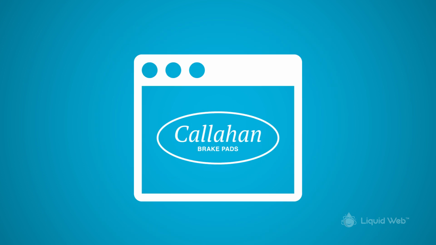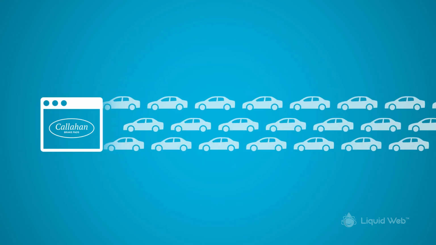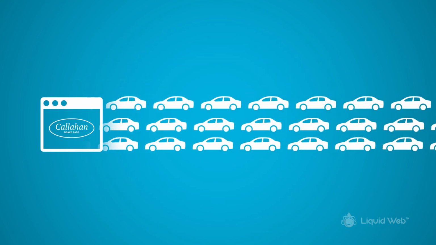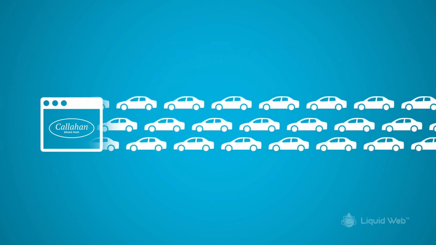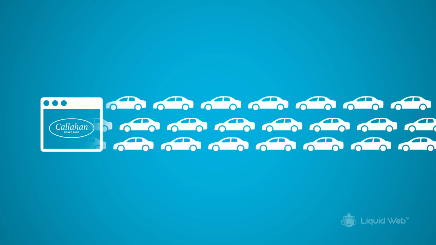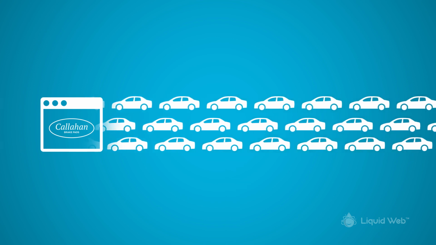Let's say you run an e-commerce shop for brake pads. Traffic to your site continues to increase, but your customers are reporting that your website is occasionally slow. That can happen when you have just one VPS or one dedicated server serving all of that traffic. So how do you scale up from one web server?